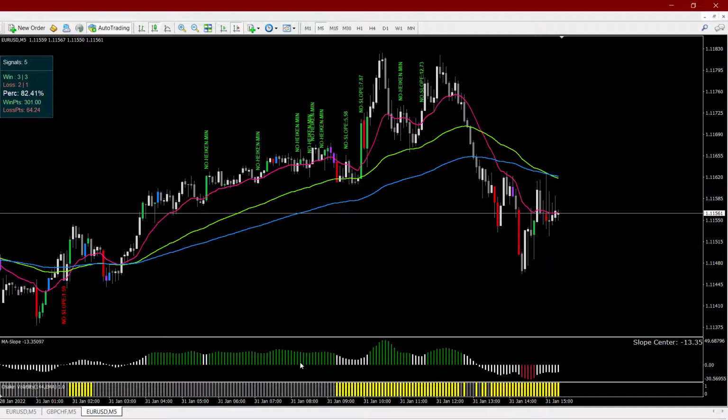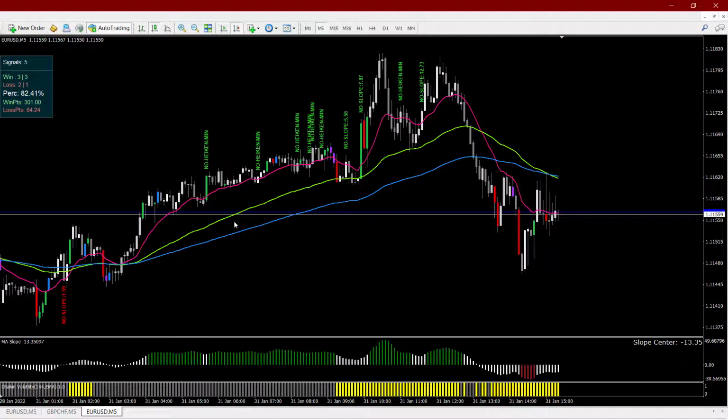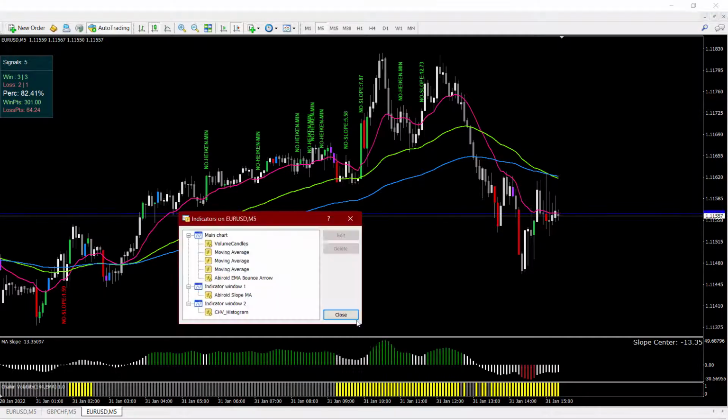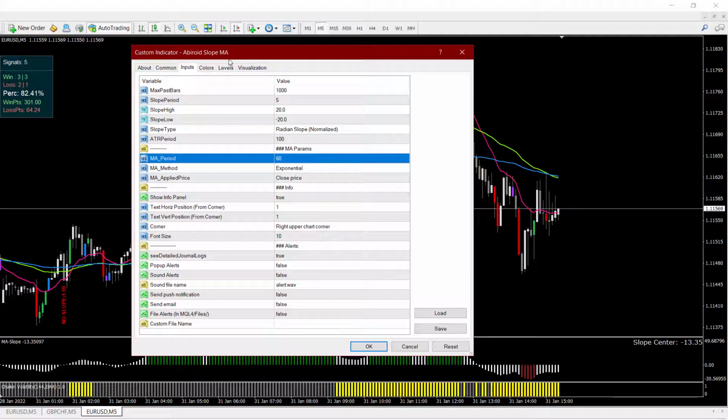I'll share the link. So right now the MA slope is set for the moving average number, this one, the middle one, 60. So in the arrows indicator, we have MA slope for this middle one, which is why I'll just go to the slope indicator, and I can change that slope period, the moving average period, to 60. I'll make another video just for this slope MA indicator, and I'll explain all of these in detail, and I'll share that link as well.